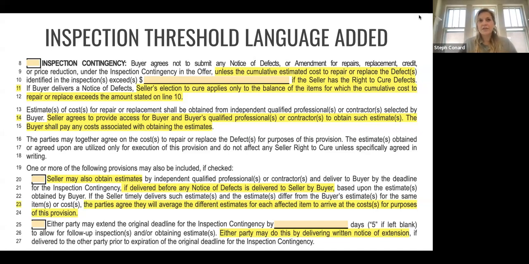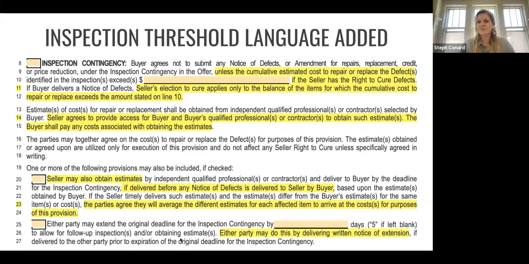So again, this came into play during, just again, the competitive landscape. So to make our offers stand out, we wanted to communicate to sellers, we want an inspection contingency, but we just want it mostly for informational purposes. We're not going to come to you and ask you for anything under a certain dollar amount. Why we like this is because it makes a seller feel more comfortable about accepting an inspection contingency if they see this threshold in there.